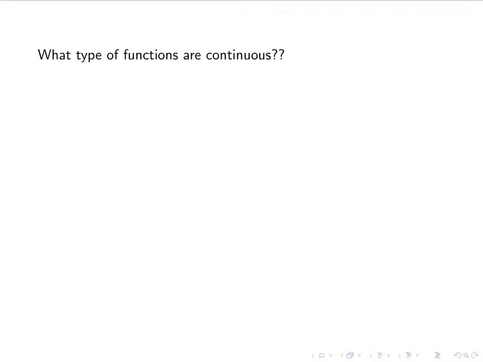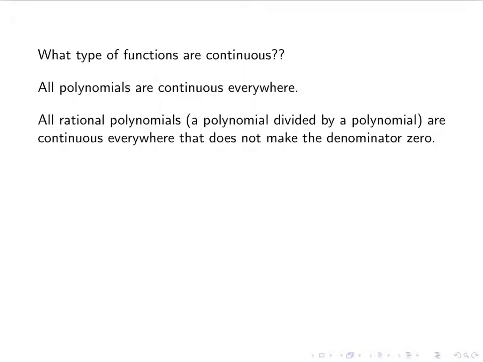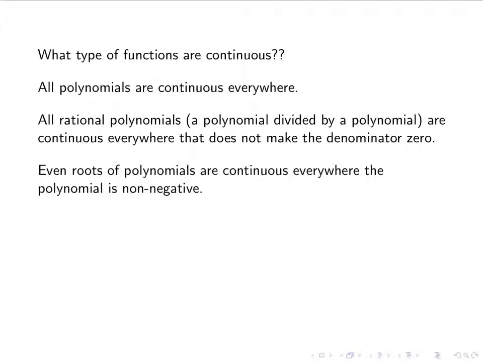So then let's think of what type of functions are continuous. All polynomials are continuous. All rational polynomials, which is a polynomial divided by a polynomial, are continuous everywhere that does not make the denominator 0. And even roots of polynomials are continuous everywhere the polynomial is non-negative. If we look at an odd root of a polynomial, that's continuous everywhere. The even roots have to make sure that what's inside is non-negative.